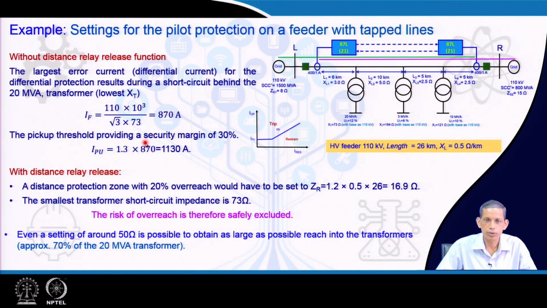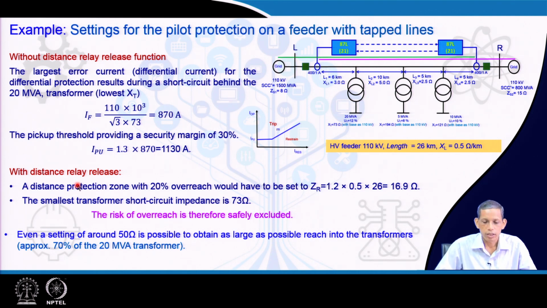Taking a security margin factor of 30% extra, 1.3 into 870 gives you 1130 ampere. You can take any other margin depending upon your choice. So, this is the pickup setting, the threshold, in the percentage bias differential relay 87L for the feeder protection. This pickup setting should accordingly be 1130 ampere, agree. This is much higher than the total load of the system, and that is what the pickup current should satisfy.